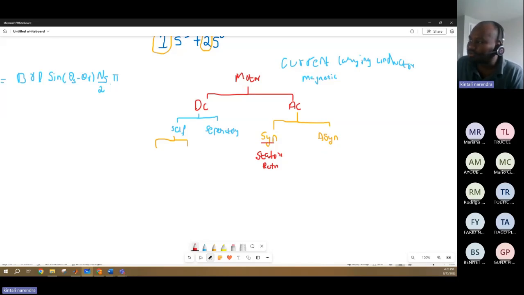In asynchronous motors, the speeds are different. Stator and rotor are not moving at the same speed, so they are called asynchronous motors. In asynchronous motors, the best example we have is, what is the example? Induction motor.